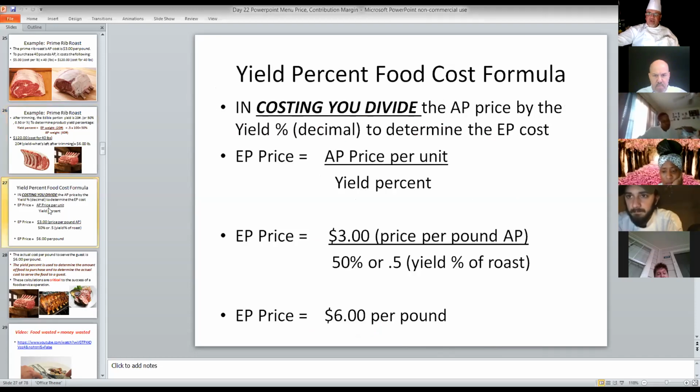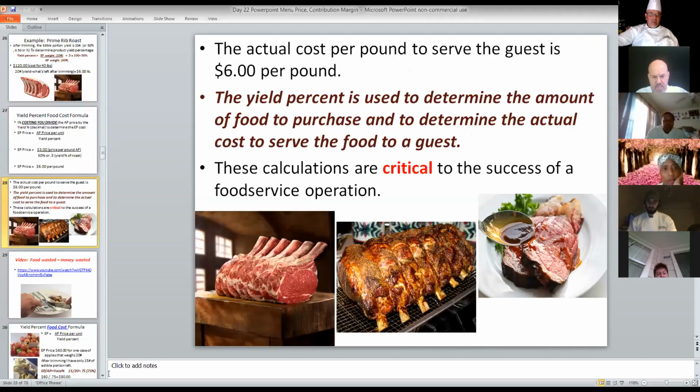So anyways, costing: you divide the AP price by the yield percentage decimal to determine the AP cost. Again, AP per unit divided by yield percentage, AP price $3 divided by 50% equals $6 a pound. That's an easy way to go about it. The actual cost for prime rib to serve the guest is $6 per pound. So you want to do a rib roast for your guests, you can charge them $6 a pound, and then on your recipe cost card, cost it as such.